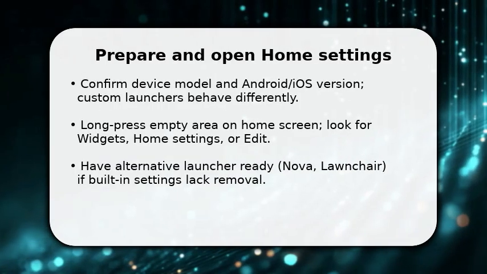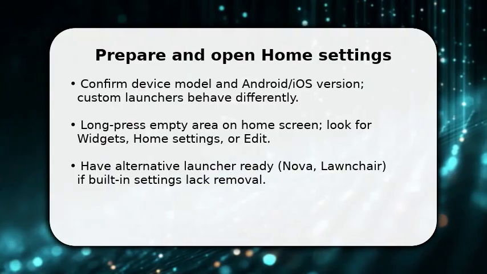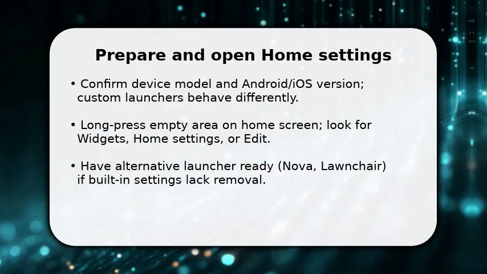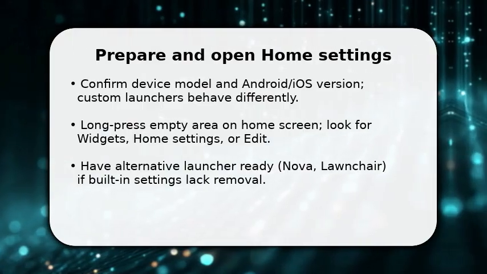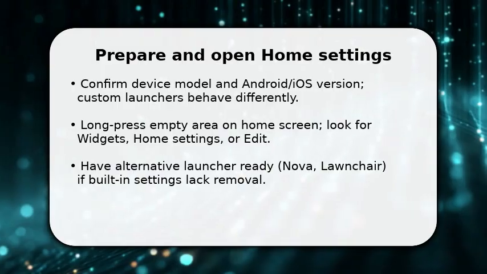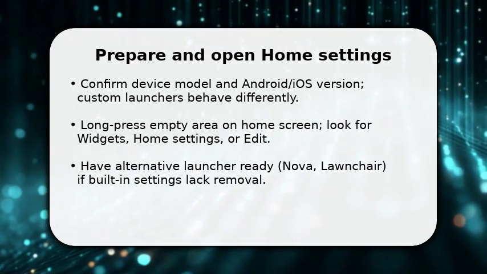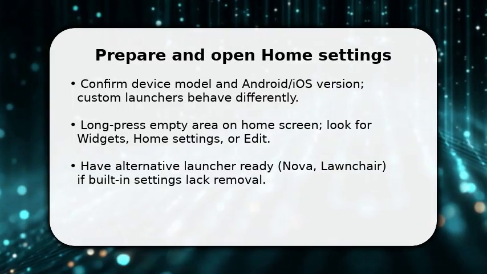You start by confirming your device and version so you know which controls apply. Next, long press an empty spot on the home screen to reveal widgets, home settings, or edit. This is where the search bar is managed. Once visible, tap Home Settings or the search bar widget itself to access its options.